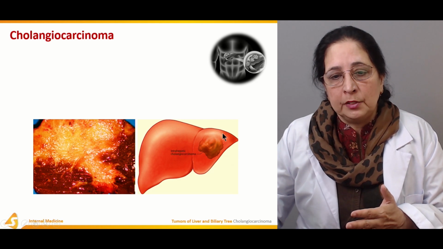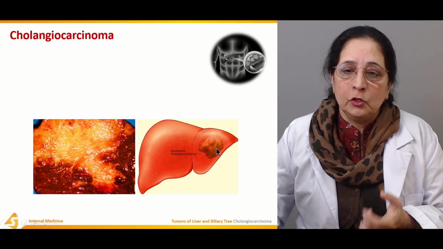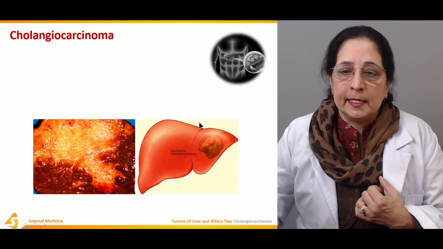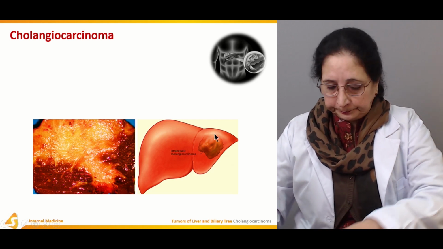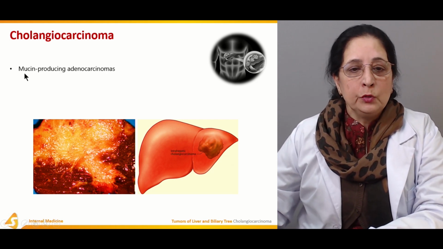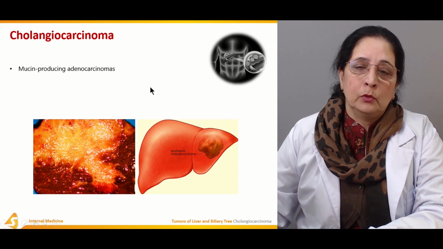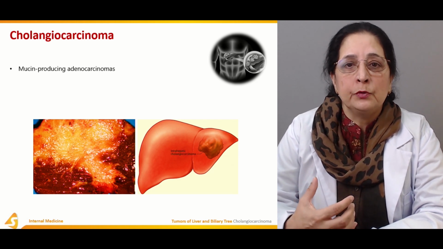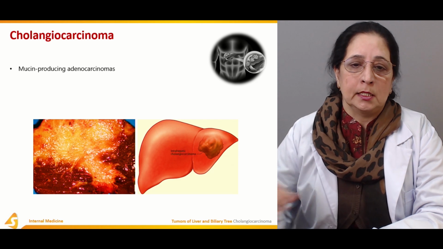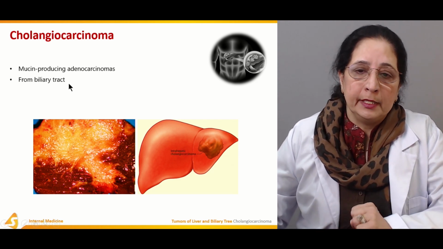Intrahepatic, here if you see, this is the intrahepatic cholangiocarcinoma. If you see, it's present inside the liver, not outside the liver. It's a mucin producing adenocarcinoma. So cholangiocarcinoma is a mucin producing adenocarcinoma from the biliary tract or biliary tree.